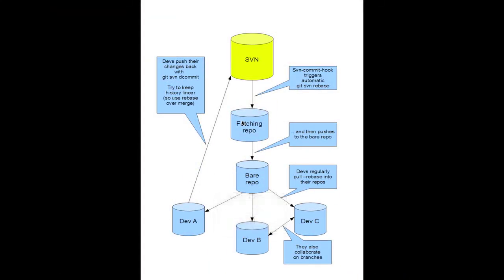There's this kind of a sketch which shows what we want to achieve. Here's basically our good old Subversion repository installed on some server in the company, and in addition to this, we have two centralized Git repositories, one fetching repository and one bare repository. The fetching repository automatically triggers and pulls the latest changes from Subversion. Very often, hopefully or at best with every commit to Subversion, it triggers a git svn rebase to pull these latest changes into the Git repository.